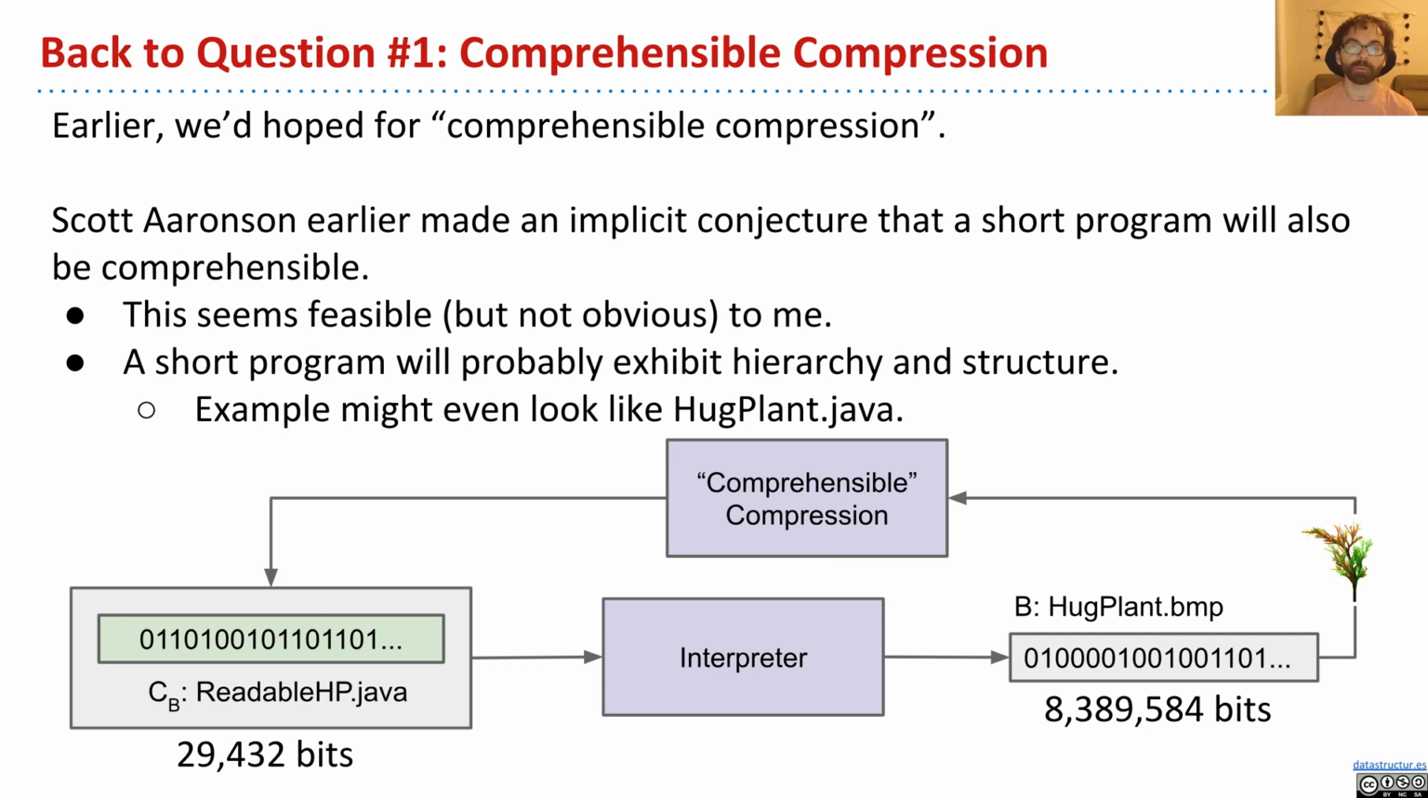So Scott Aaronson's quote earlier, which talks about the amazing powers we would be granted by being able to compress using our P equals NP based solver, he made the implicit conjecture that a short program will be comprehensible. Now that's feasible to me. It seems like, yes, a short program will probably exhibit hierarchy and structure and might look like hugplant.java, but there's reasons why I think maybe it wouldn't be.